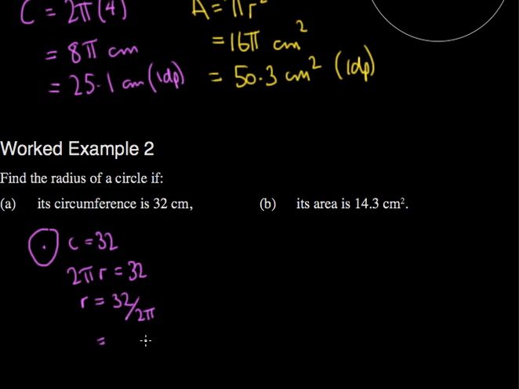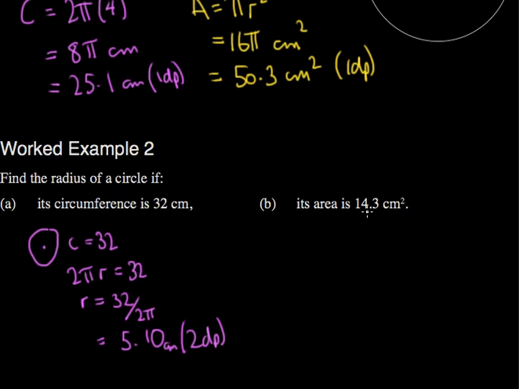and then that would give us 16 over pi, or you could write that to 5.10. That would be 2 decimal places. Because the radius is a length, the unit here would be centimeters.